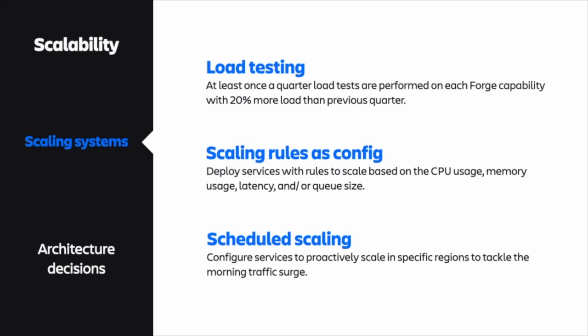Next, we have scaling as a config. In each service that we build and ship in production, we have scaling rules attached to the service, which are reactive to CPU usage, memory usage, latency, and/or the queue sizes if they're using SQS or anything like that. This is to make sure the services can scale as the traffic goes up.